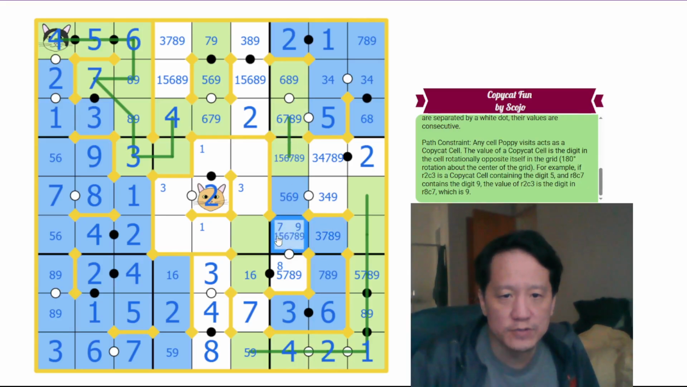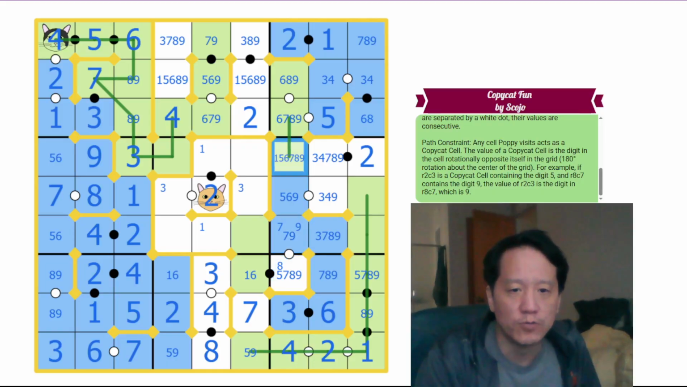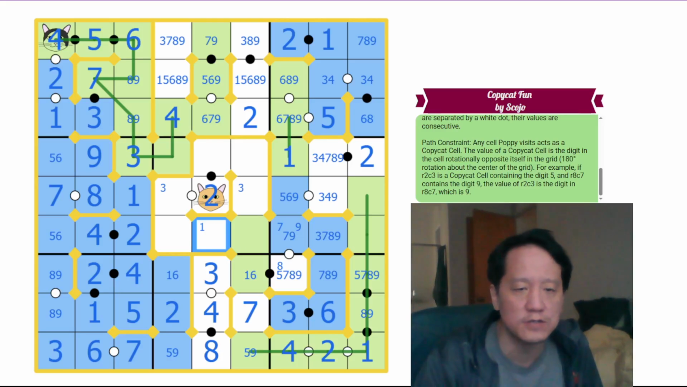1 has to be one of these 2. It doesn't really matter. Okay, so it cannot be 1 here. This is 7 or 9. Whereas 1 in column 7, sorry, it has to be here, which means this cannot be 1 here, which means this is a 1.